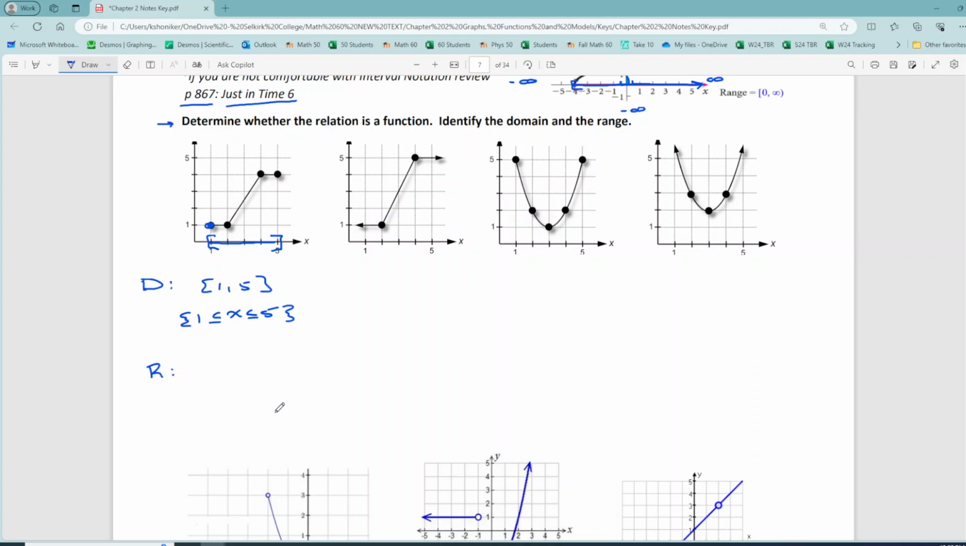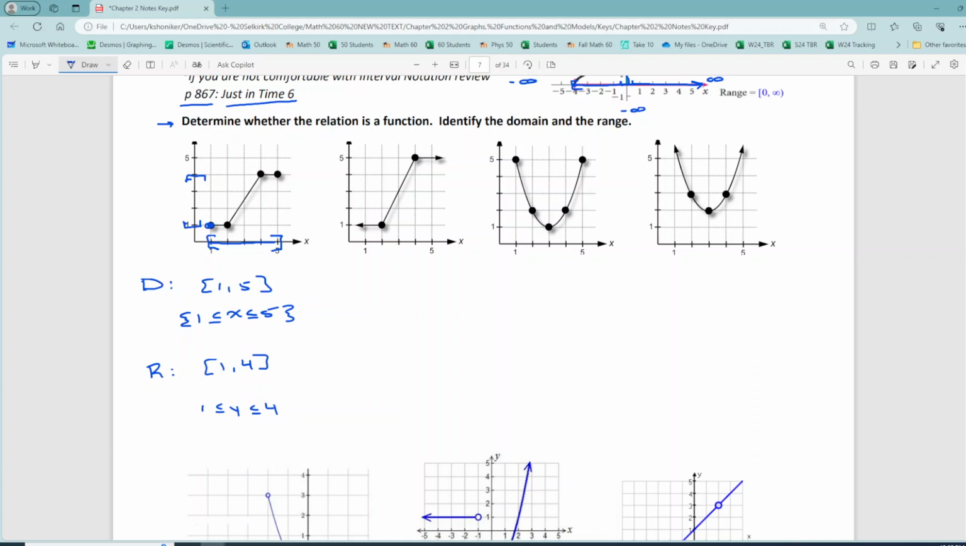The range, what would we do? Well, if you look at the range, it's going to start here at 1, and then it casts shadows, or it squishes onto the graph all the way till 4. There's no arrows, so it's got a start and a finish. So this range would be 1 to 4. Or if you really like set notation, you could say that the y value is between 1 and 4.